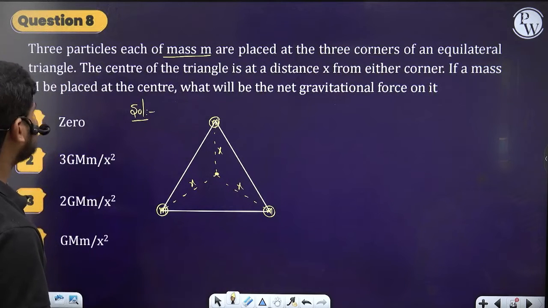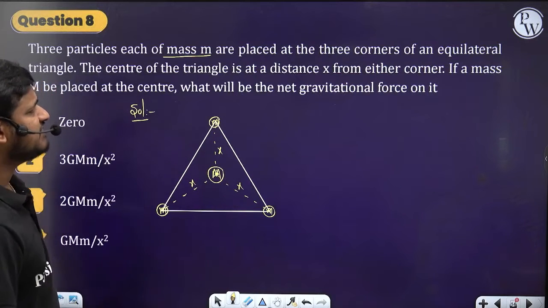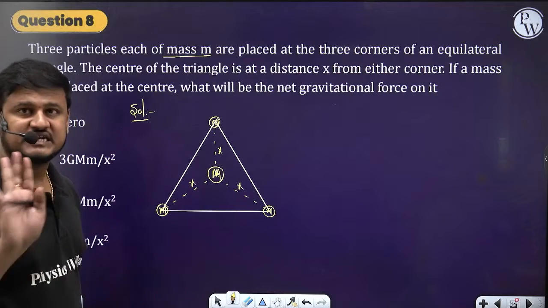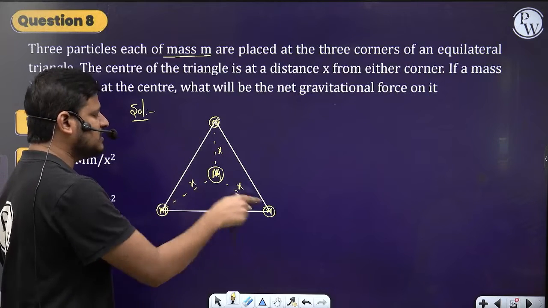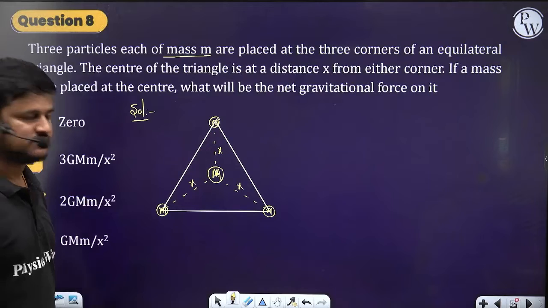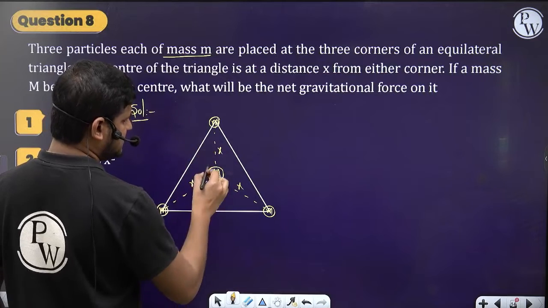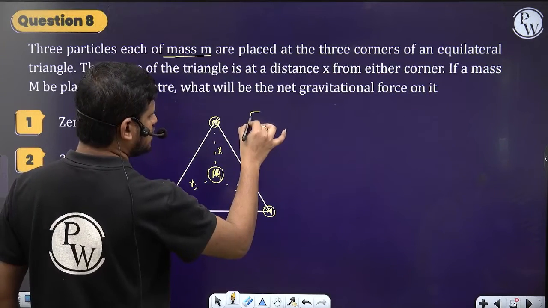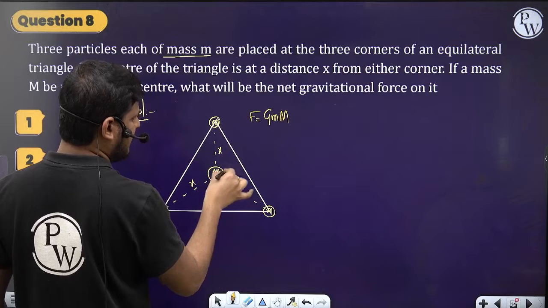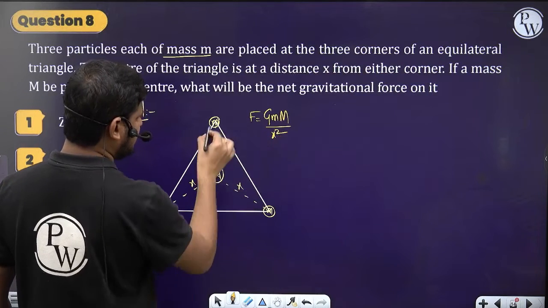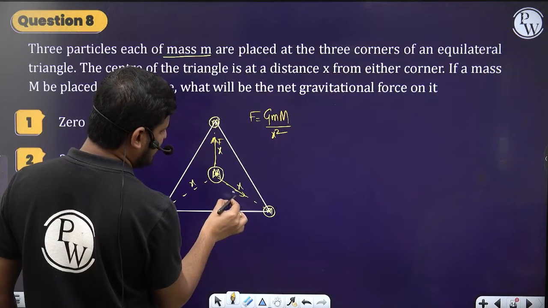If a mass M is placed at the center, so here if you place the capital M mass, what will be the gravitational force on it? Understand the question. What is the gravitational force on the capital M mass due to all these three masses? See here, let me write. First thing is, they are all at the same distance. If I write just their magnitudes, the magnitude of each one will be GMm between these two, GMm by the distance x square. That means here the force F will act this side between these two, and then between these two, the force F will act this side, right?